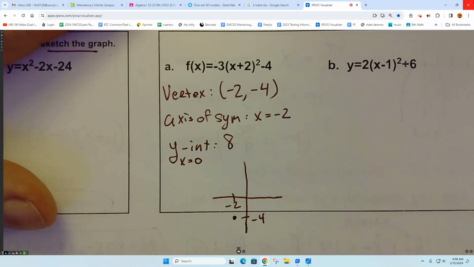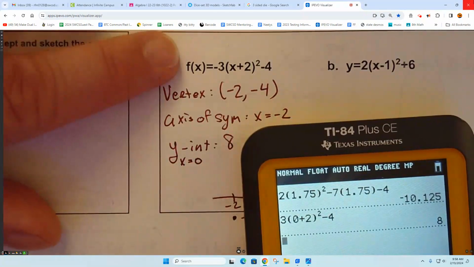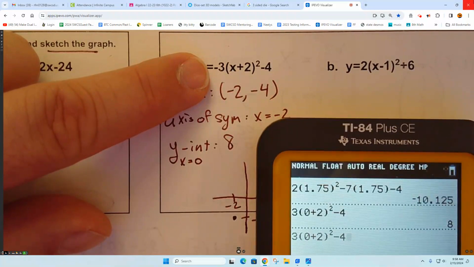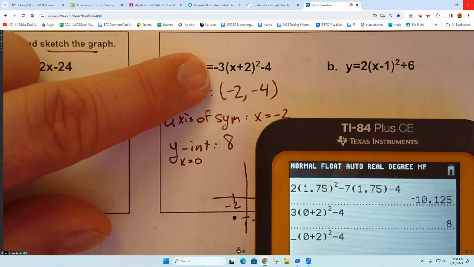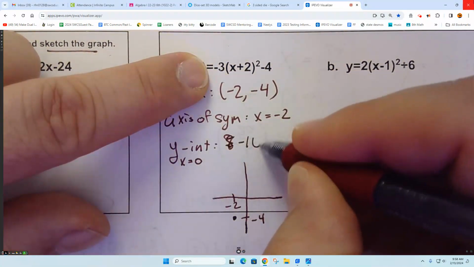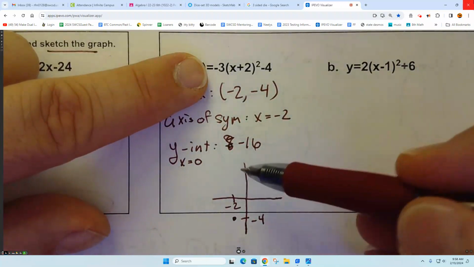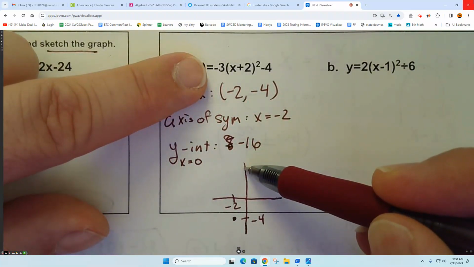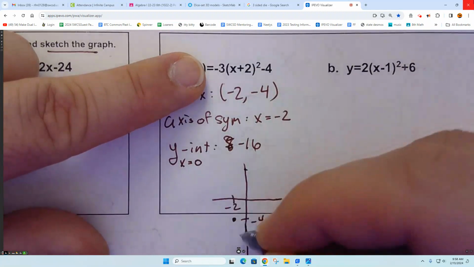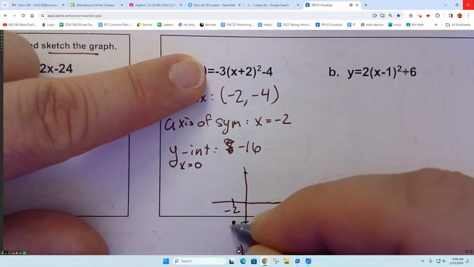It's that. Did I make a mistake somewhere? Because my y-intercept is 8. It's going down, isn't it? Oh, I forgot a negative on this. That's going to make it -16. So my y-intercept I had is 8, which was up here, but the graph goes which way? Down, right? So now I know that it's -16. I can draw -16 down here, and I can say that it's going to go through that point.